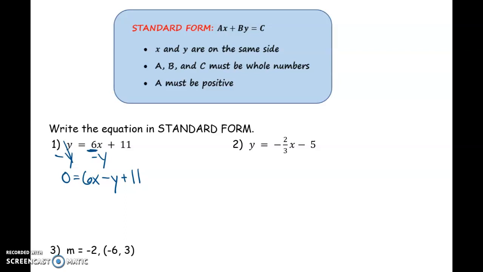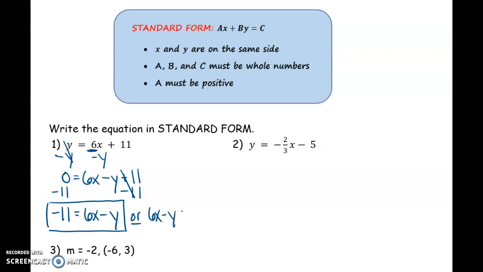Since I have x and y on the same side now, I need to move the 11 to the other side. So to move it over, I have to undo a plus 11 by subtracting. And I have negative 11 equals 6x minus y. And there is my standard form. It meets all three of the characteristics: x and y on the same side, all whole numbers, and the a value is positive. Now keep in mind, another way to write that would be to write the 6x minus y on the left side and the negative 11 on the right side of the equal sign. That is the same thing.